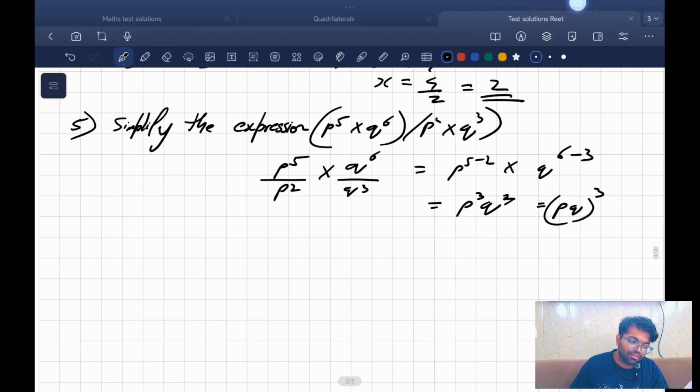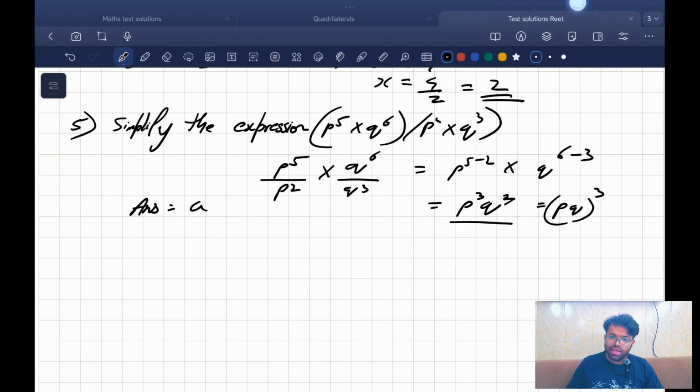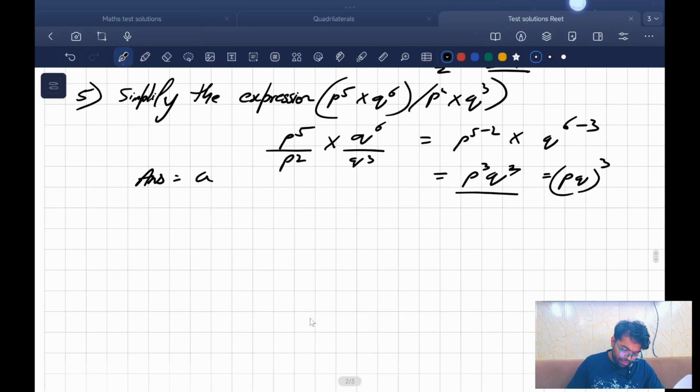That's the answer. So the answer is A, p cubed q cubed. Clear? Got it where you made the mistake? I don't know if it's correct or not. My dad actually corrected the paper, right? Okay. How many questions have you made a mistake till now? Two. Okay, fine. Next question.